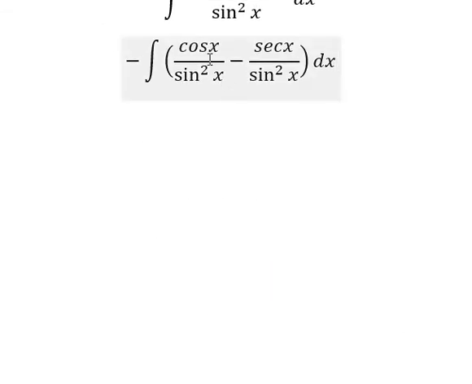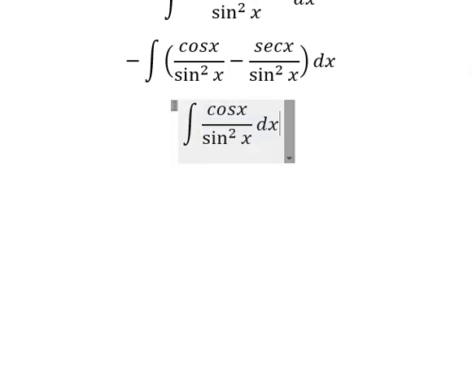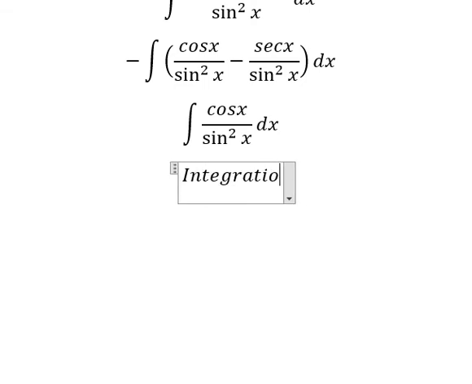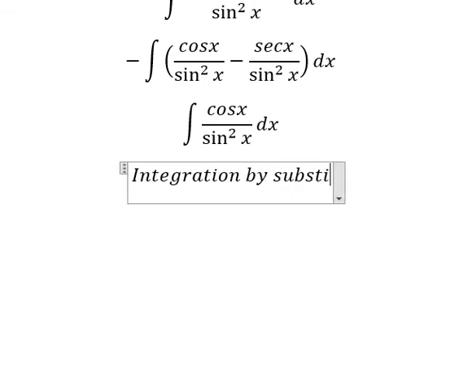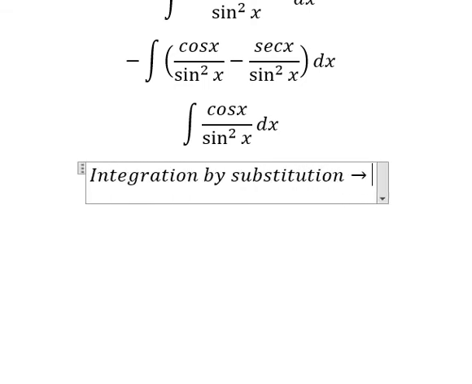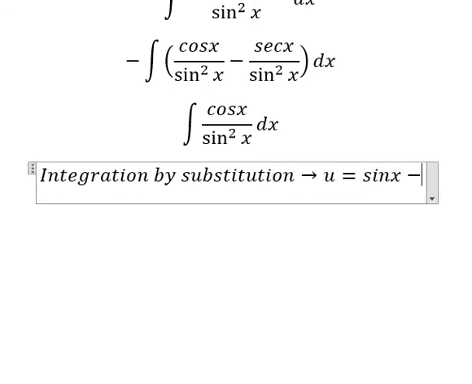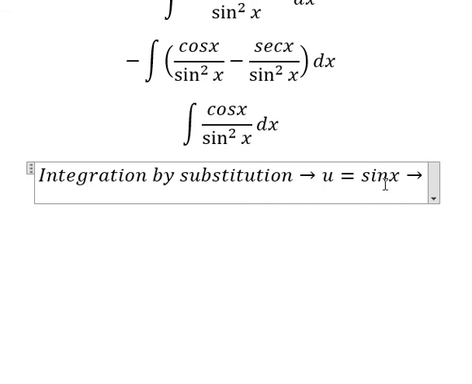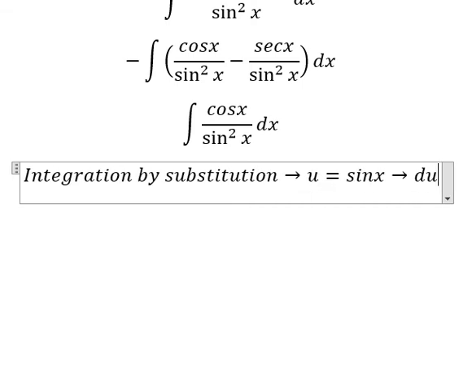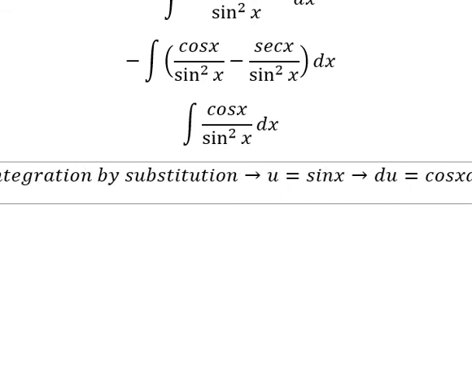Now I will go to this one first. So we need to use integration by substitution. U equal to sine x. Later that we do first derivative for both sides. We have cosine x dx.